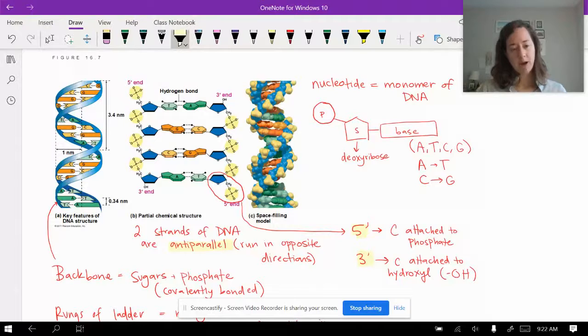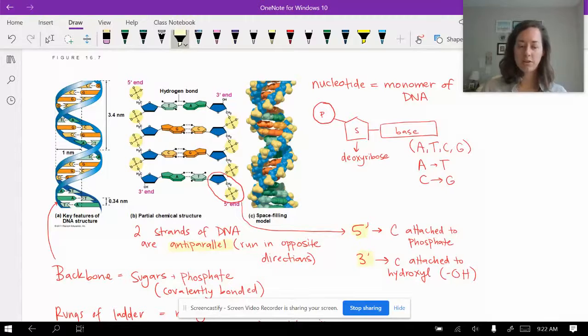So on the 5 prime, that carbon is attached to the phosphate group, which you can see is the yellow circle in the picture. On the 3 prime end, the carbon is attached to a hydroxyl group, which is that OH. That's how you tell the difference between the ends. 5 prime is attached to phosphate and 3 prime is attached to hydroxyl.